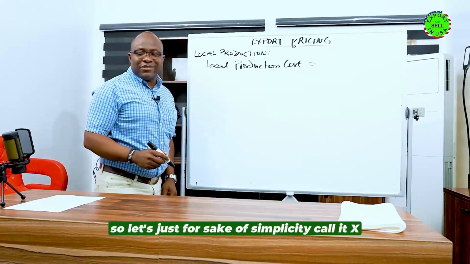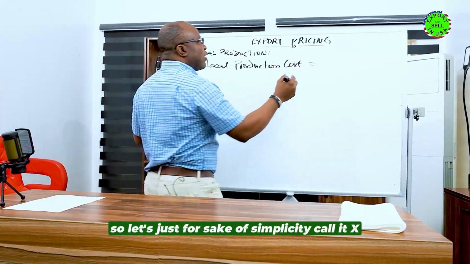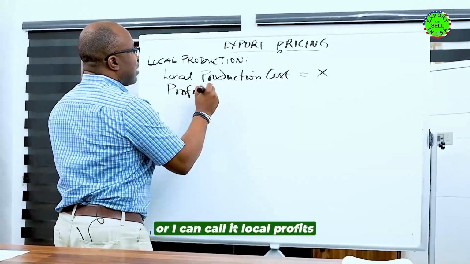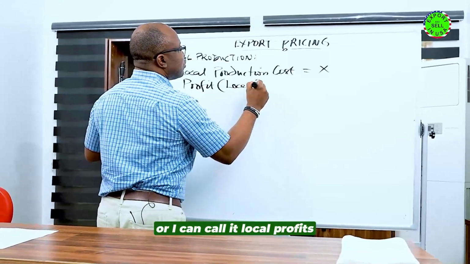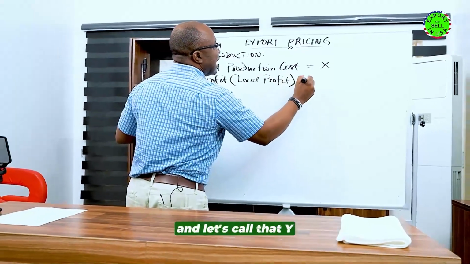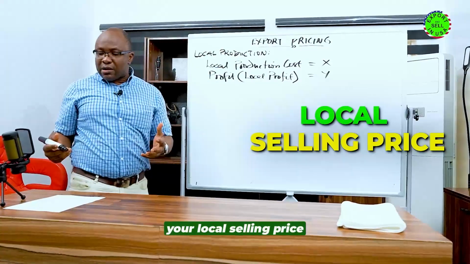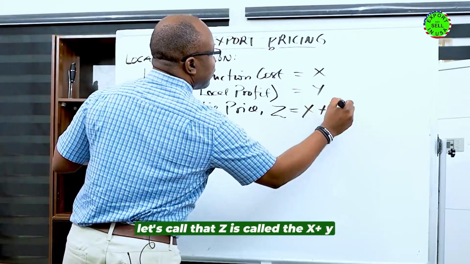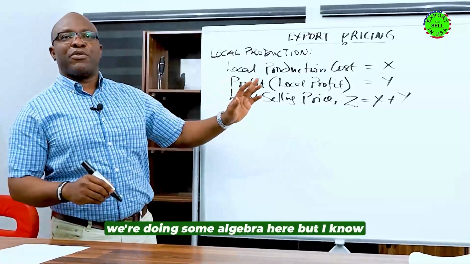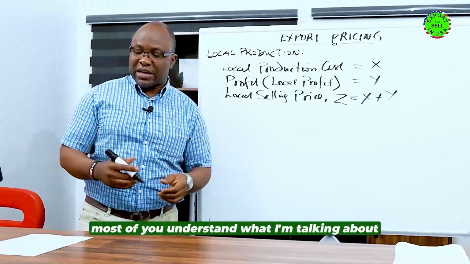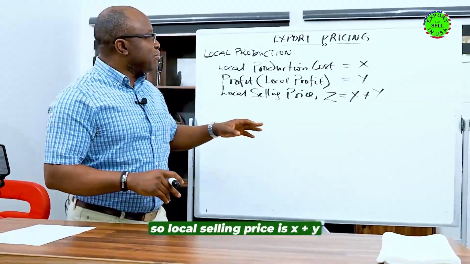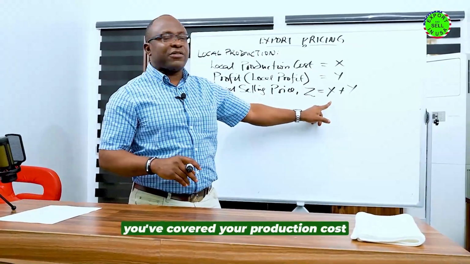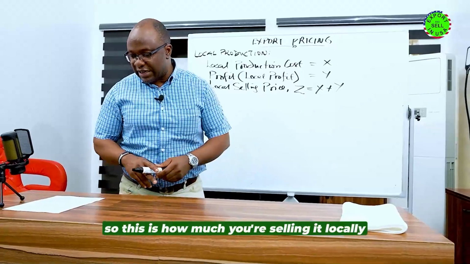Okay, so let's just, for sake of simplicity, call it X. You obviously have your profit, or I can call it local profit, whichever one you want to call it. And let's call that Y. Your local selling price, let's call that Z, is equal to X plus Y. Forgive that we're doing some algebra here, but I know most of you understand what I'm talking about. So local selling price is X plus Y. You've made your profit, you've covered your production cost. So this is how much you are selling it locally.